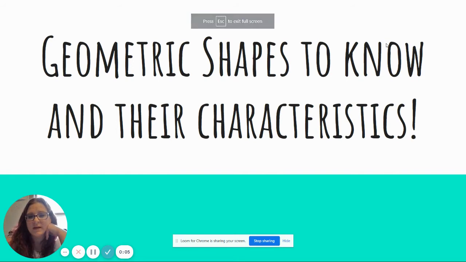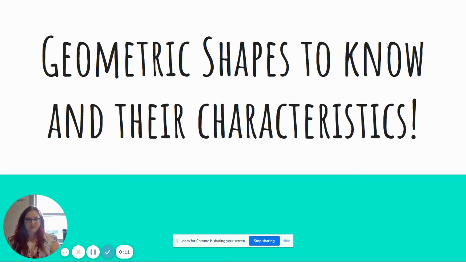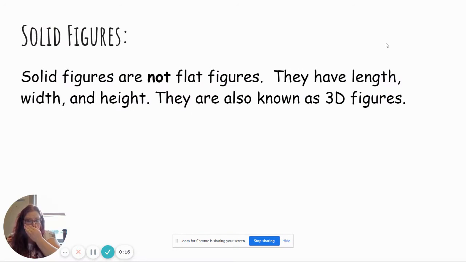Hey everyone, so today we're going to do a really quick lesson on geometric shapes and characteristics of these shapes. So today we're going to talk about solid figures. Solid figures are not flat figures. They're not squares, they're not circles, they're not triangles, they're not any flat shape. They have length, width, and height. So they're also known as three-dimensional figures or 3D figures.